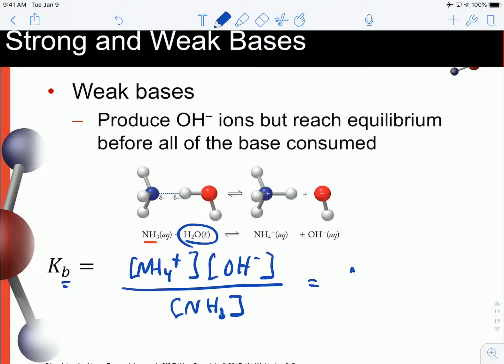And this equilibrium constant is 1.76 times 10 to the minus 5. We call this a KB instead of a KC. And that is an equilibrium constant. Like any equilibrium constant, it is the ratio of products to reactants. You might have guessed that it's going to be much less than 1 because it is a weak base.